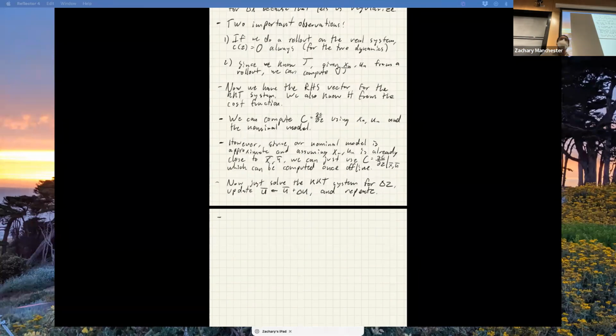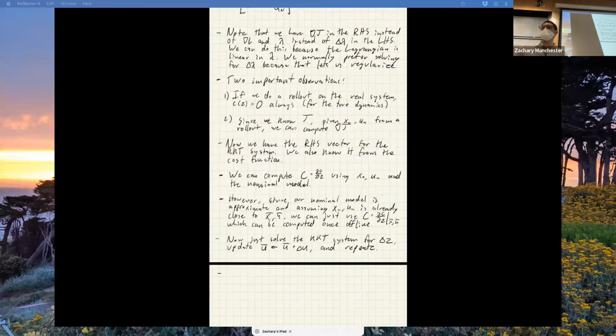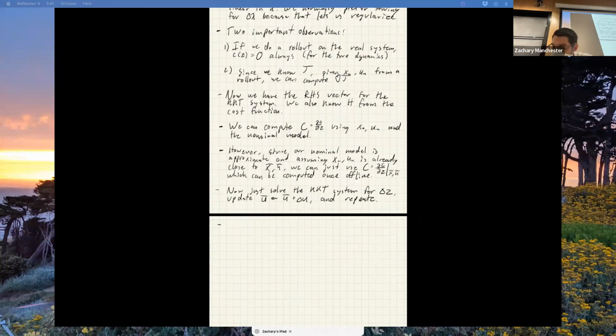On top of that basic setup, you can also easily add things like inequality constraints for torque limits and stuff like this. And instead of just solving this one linear system, we just solve a QP. It's also pretty standard.